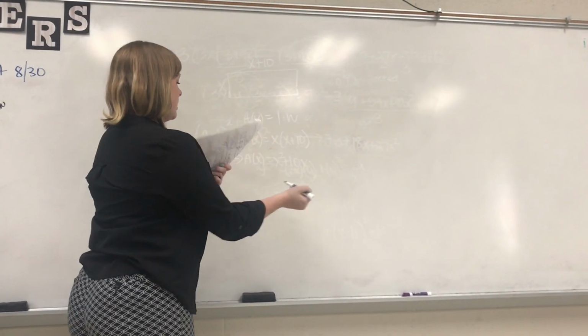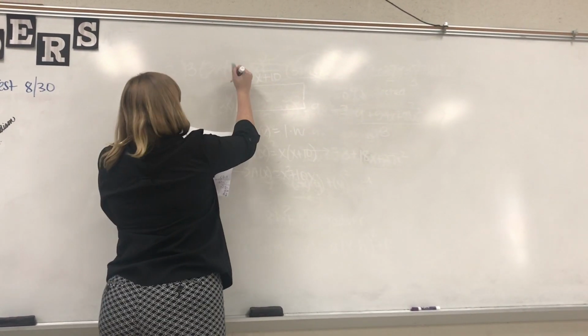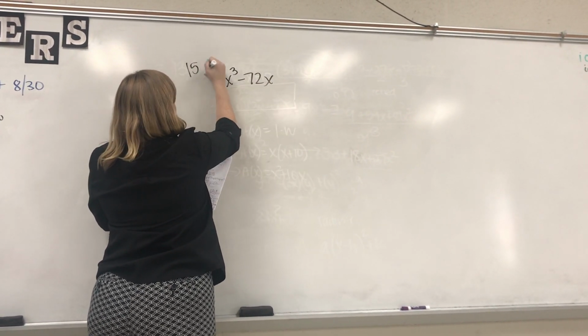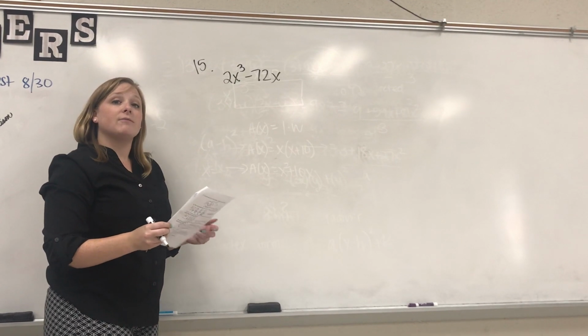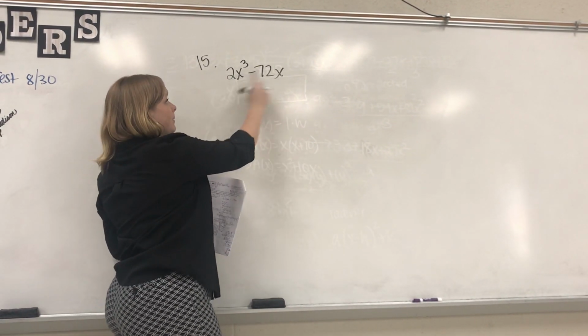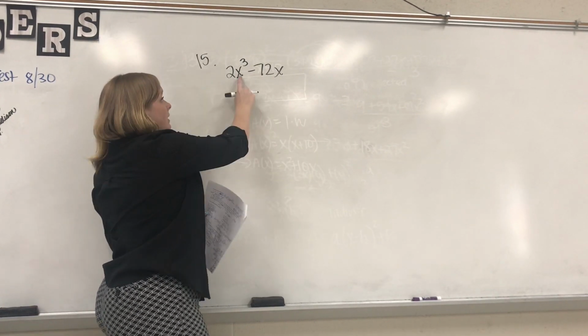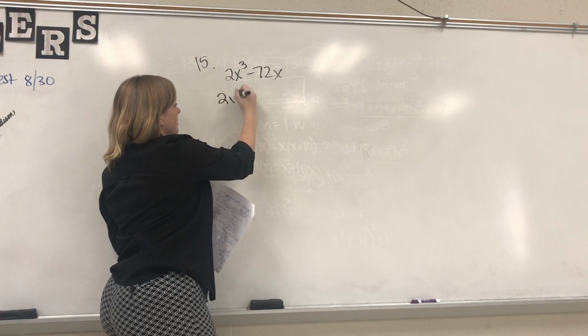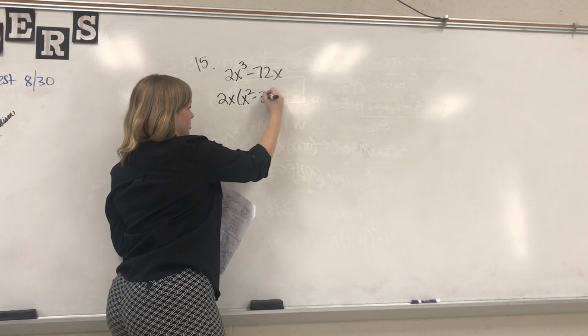All right, number 15. It just says to factor each expression completely. Remember, you're always going to check for a GCF. That's your first step when factoring no matter what. So you should notice that both of these numbers are even and they both have an x. So that means I'm at least pulling out a 2x. I pull out a 2x as my GCF and I get x squared minus 36.